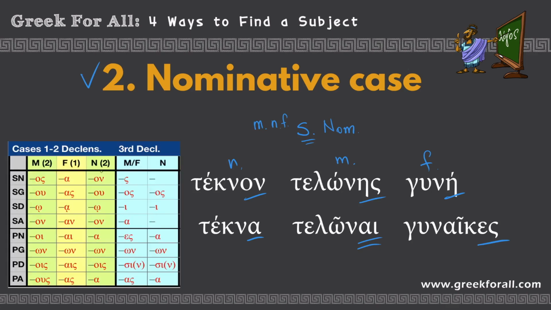So here we have the paradigms for the case endings of the first, second, and the third declensions. And this is pretty much where you need to focus. This is the nominative singular, so these endings will be in your lexical forms. And the plural forms, nominative forms, are what you need to learn as well. So you pretty much need to focus on this and on this. So when you learn these endings, you will be able to find the subjects in your sentences.